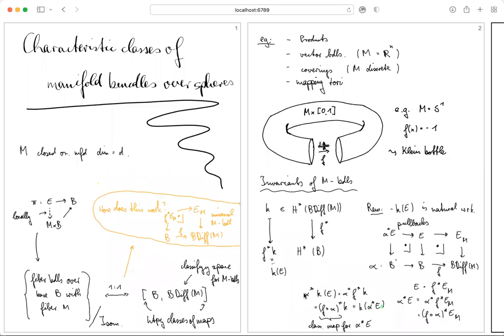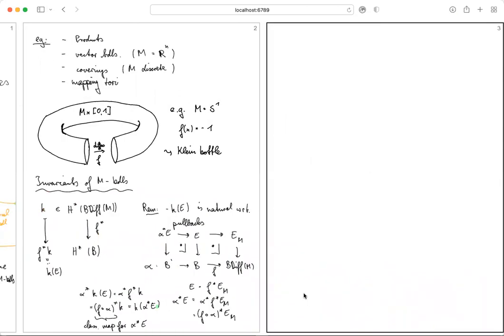And so what I end up with is the following naturality. If I pull back this characteristic class K of E, this is just K of alpha star E. If you have seen characteristic classes of vector bundles, this is the other way to define them. You say a characteristic class is a cohomology class over my base space which satisfies this naturality condition. And this is what's built into this definition if you think of characteristic classes as cohomology classes of this big classifying space.